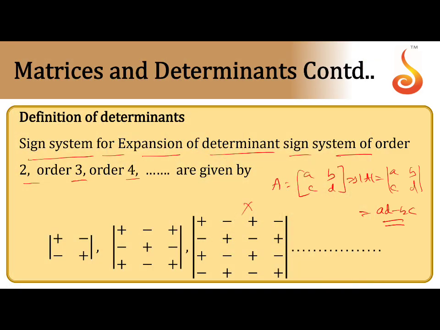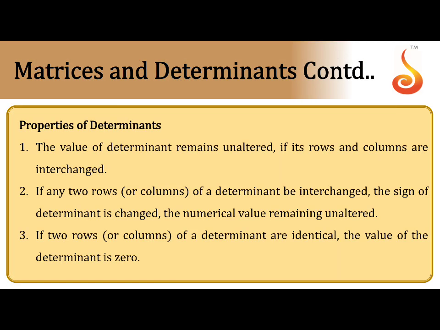So next, properties of determinants. This is most important for us. The value of a determinant remains unaltered if the rows and columns are interchanged. That means interchanging rows and columns is the transpose. So the determinant of a matrix equals the determinant of its transpose. That means the values remain equal.